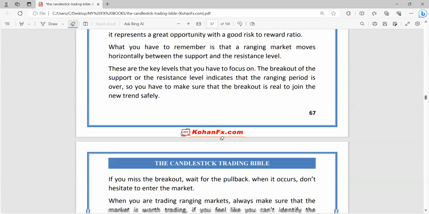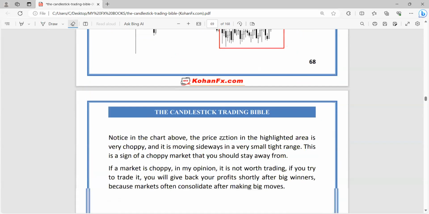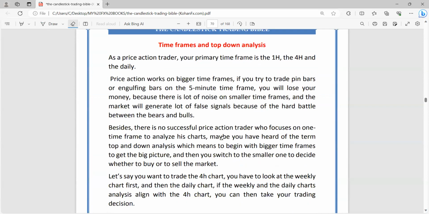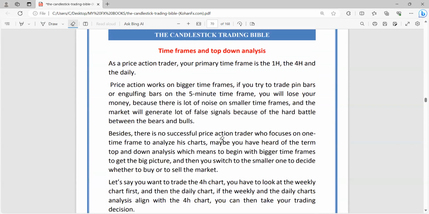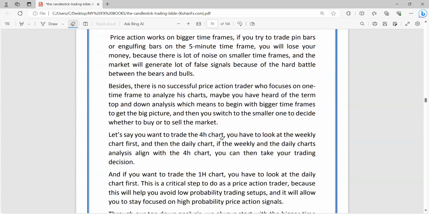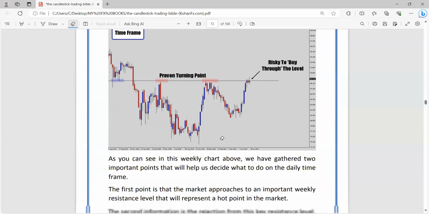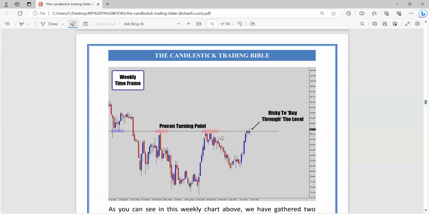So in the next class, we'll look at time frames and top-down analysis. This is just analyzing markets starting from a higher time frame going to a lower time frame. So you can also do some reading on this to understand it better.